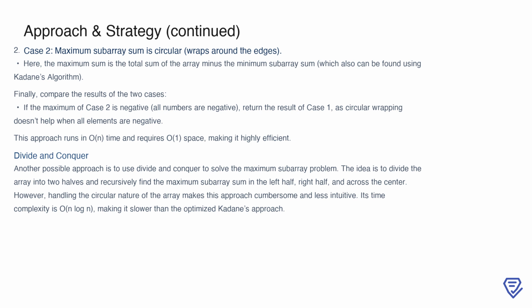This optimized approach is highly efficient, running in O(n) time with O(1) space, making it well suited for this problem. Additionally, while there's another potential approach using divide and conquer, it's less intuitive for circular arrays. This method involves splitting the array into two halves and recursively finding maximum sums, but it struggles with the circular nature of the problem and has a slower O(n log n) time complexity.